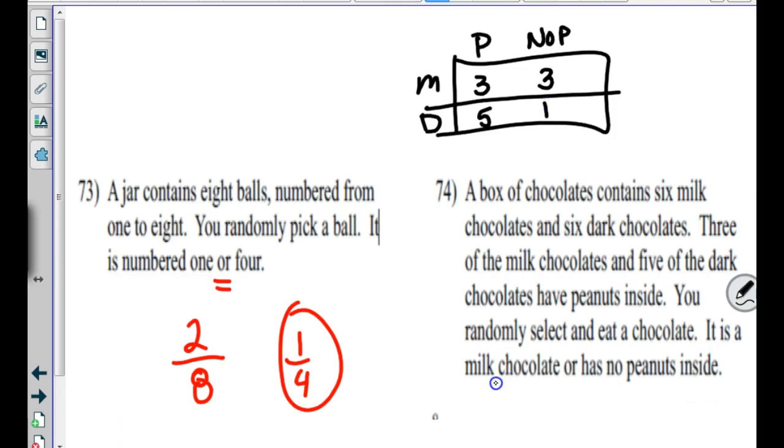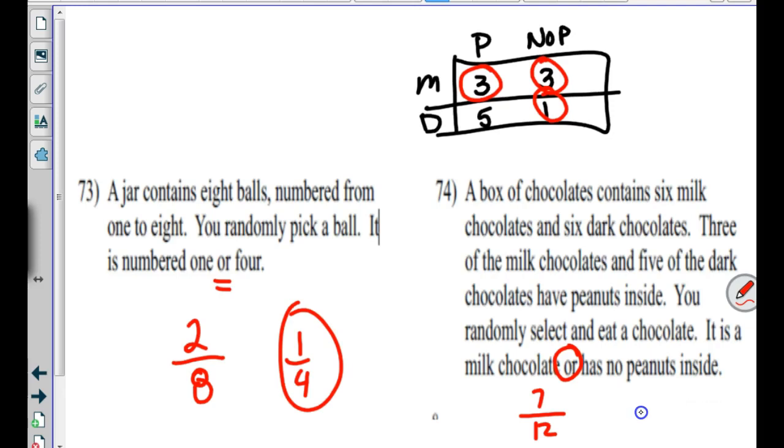Okay, what is the probability that you pick? Okay, you're only going to pick once. It is a milk chocolate or has no peanuts inside. So which ones are winners? No peanuts would be these, but I also win if it's just a milk chocolate with peanuts. So there are 7 winners out of 12 chocolates, right?